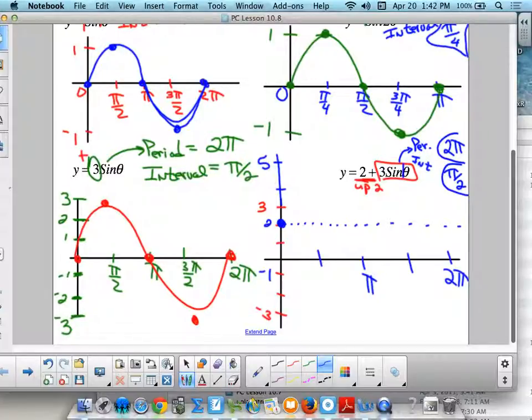Start at the midline. By the first interval, you'd be at your peak. Back to your midline. The next interval, you'd be at the bottom of the wave. And then here, back to the midline. So, just like that. Good?